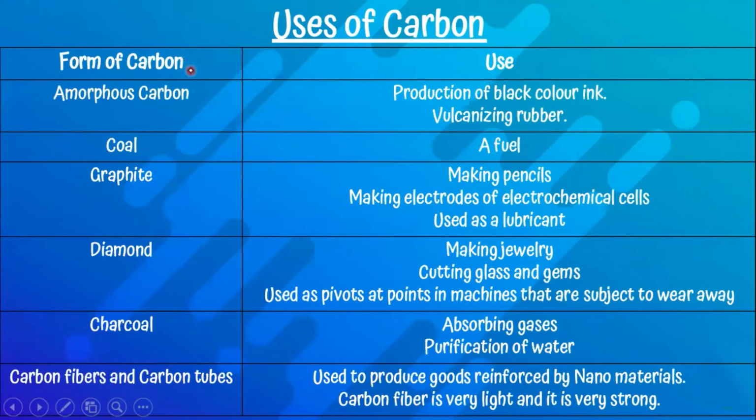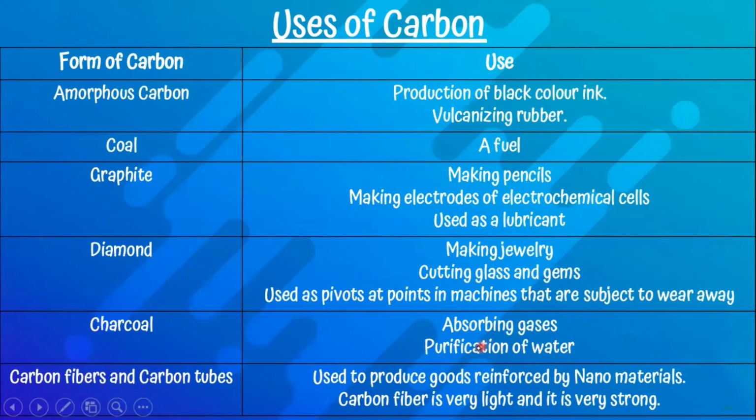Forms of carbon and their uses. Amorphous carbon: production of black color ink and vulcanizing rubber. Coal: use as a fuel. Graphite: making pencils, making electrodes of electrochemical cells, used as a lubricant. Diamond: making jewelry, cutting glasses and gems, used as pivots at points in machines that are subjected to wear and tear.